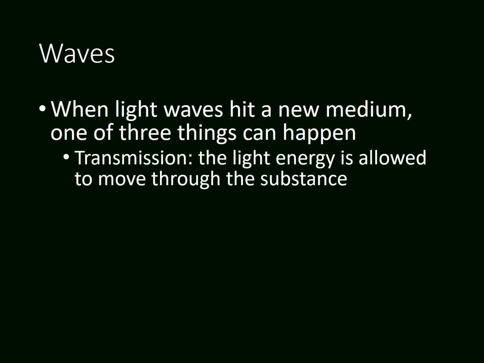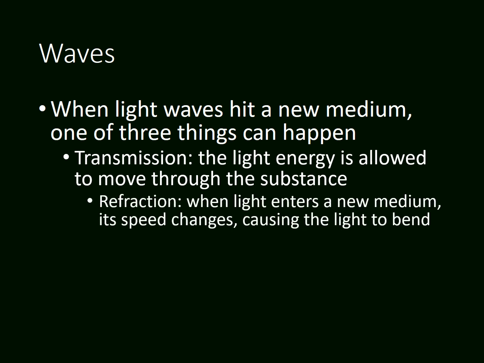The second thing that can happen is transmission. When transmission occurs, the light is allowed to pass through the substance. So think about light passing through a window or a glass of water. Okay. Refraction occurs when the light bends as it enters a new medium because it changes speed.